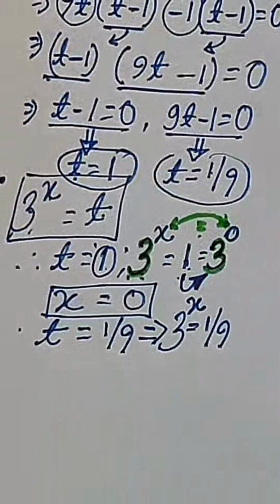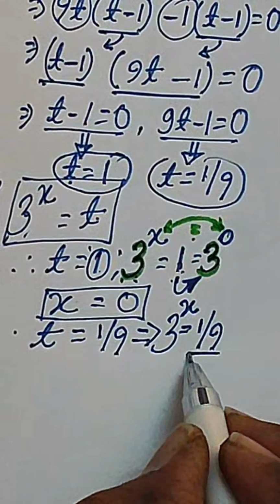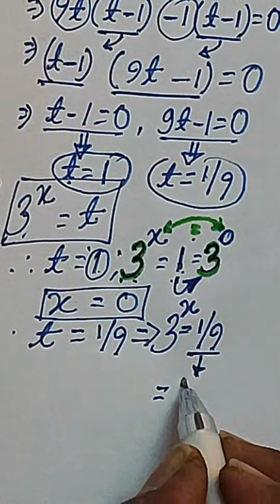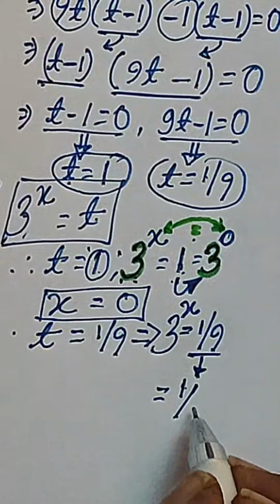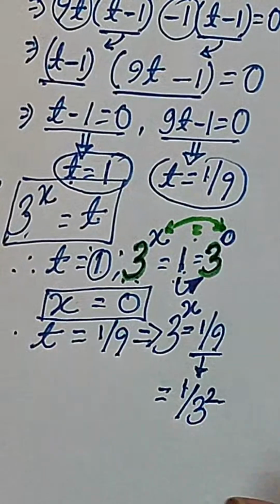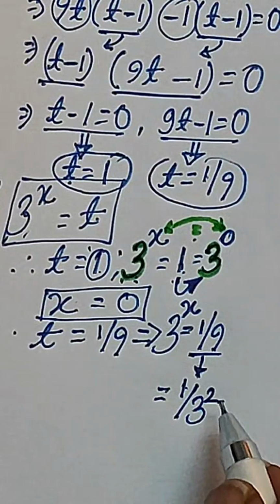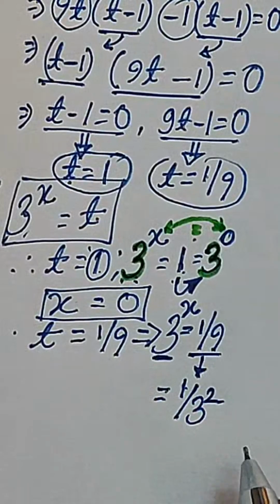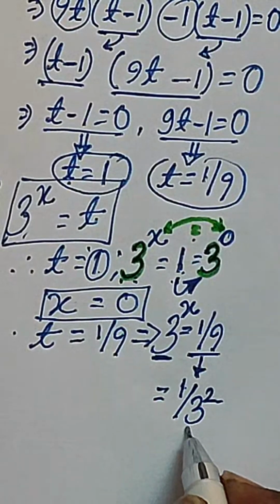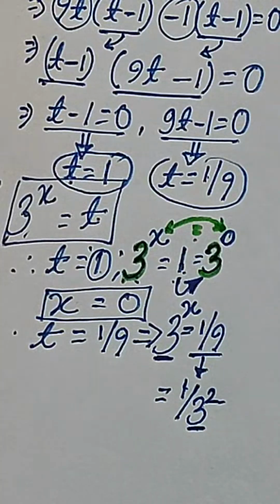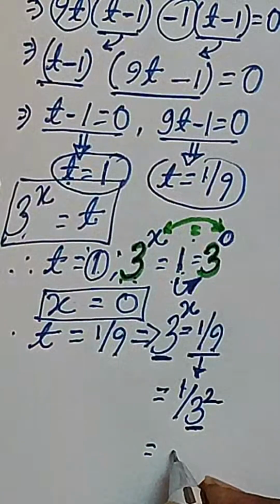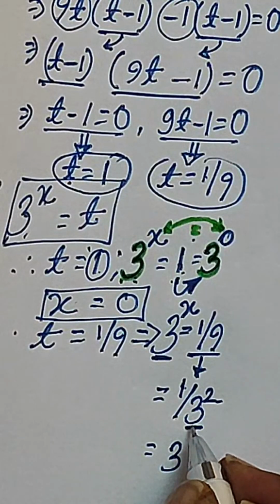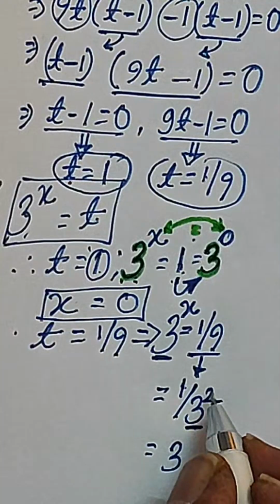Now what we can do, this 1 by 9 on the RHS can be written as 1 by 3 square, isn't it? Why have we written it as 3 square? Because you can see the base on the LHS is 3, and even on the RHS the base will become 3, right?